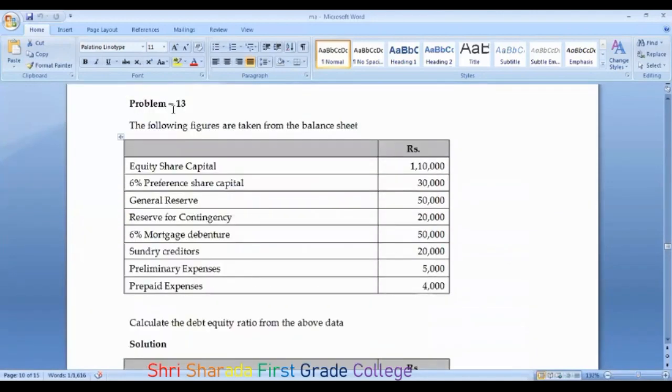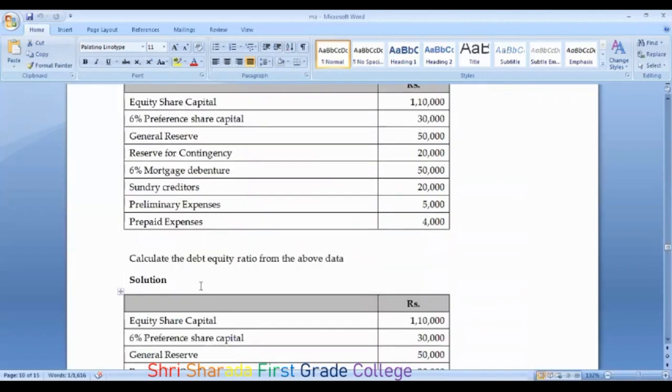Okay. So there is information on equity share capital. Before going through this information, first know what you are required to find out. They've asked you to calculate the debt equity ratio. Always remember, the debt equity ratio considers the debt, and debt is nothing but the debentures.